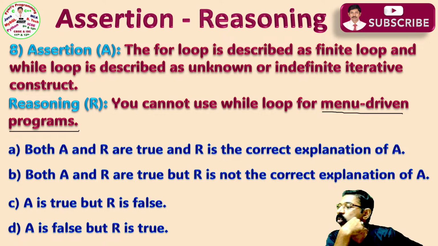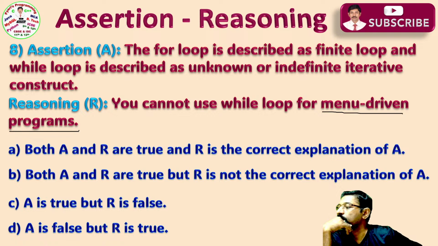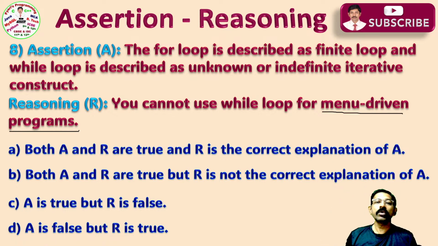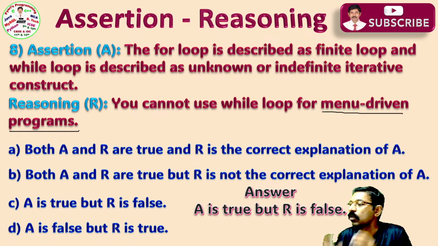Swagat: Assertion is true because for loop is true for how many times? Good, Swagat, correct explanation. Reason is option C. Assertion is true but reason is false. Yes, you cannot use a while loop for a menu driven program because at least I need to execute it one time. At least I need to display the menu one time irrespective of the condition.